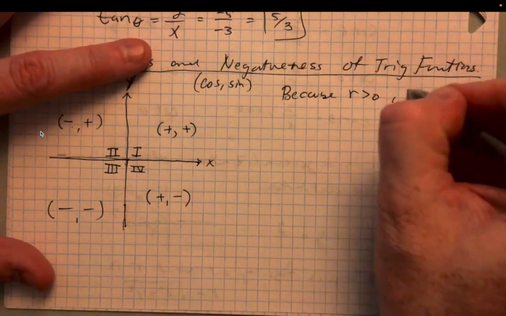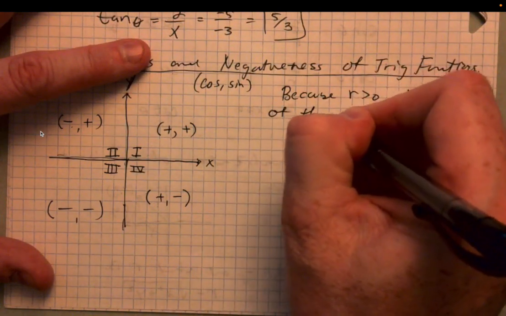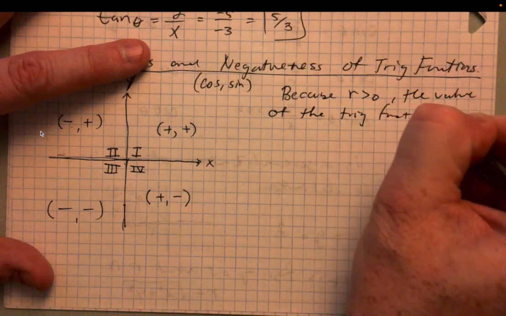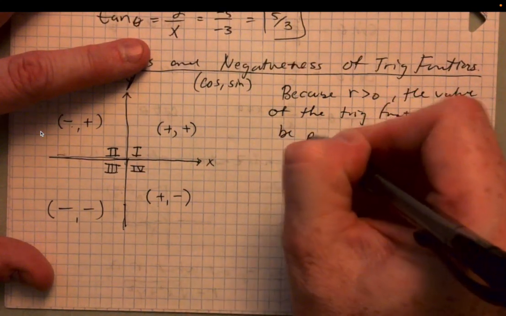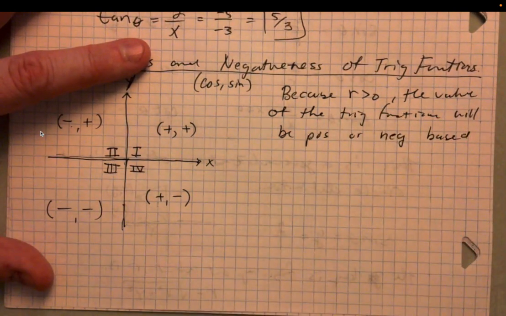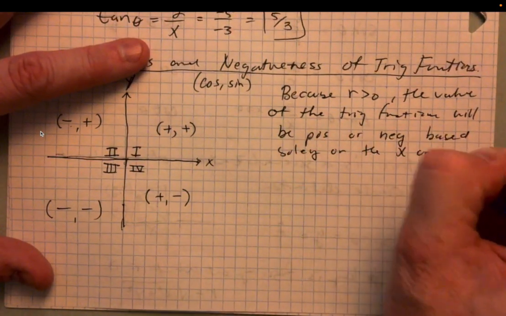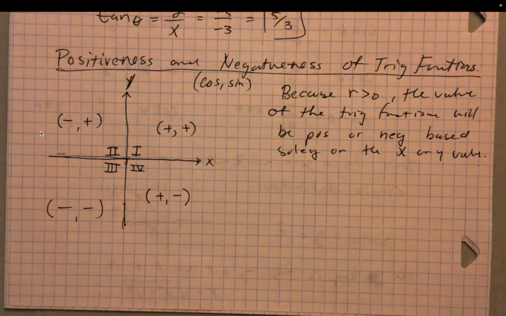Just keep this in mind, because r is greater than 0, the value of the trig function will be positive or negative based purely, solely on the x or y value, right? So the r doesn't matter. I mean, r is always positive, right? So if x is positive, then you're going to automatically get a positive cosine. If x is negative, you're going to automatically get a negative cosine.